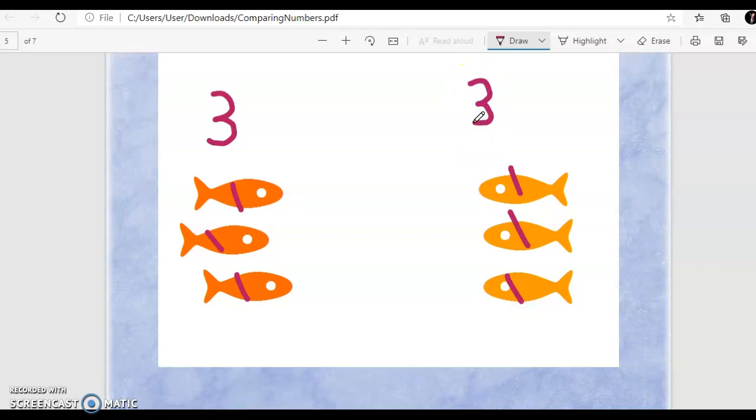Grade 1 learners, open your eyes very well and let us think. Which number is greater? Which number is less? Are these two numbers equal? Yes, they are equal numbers.